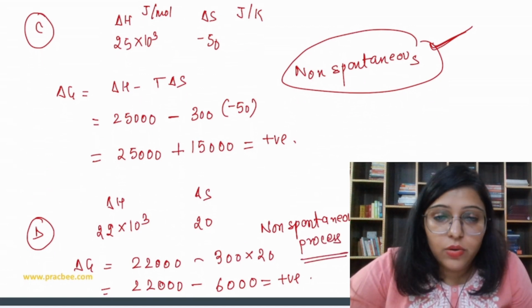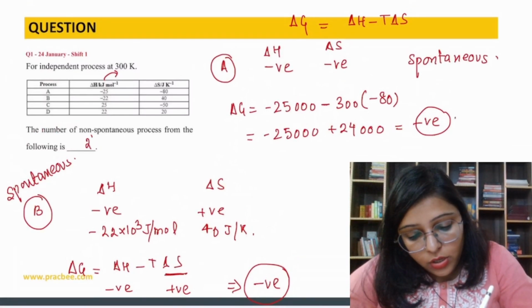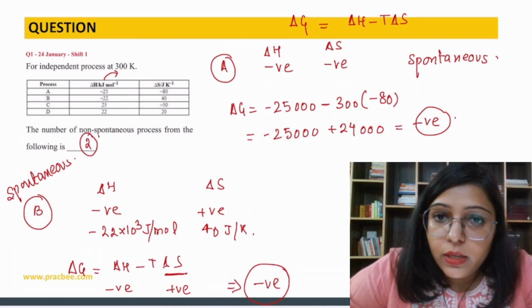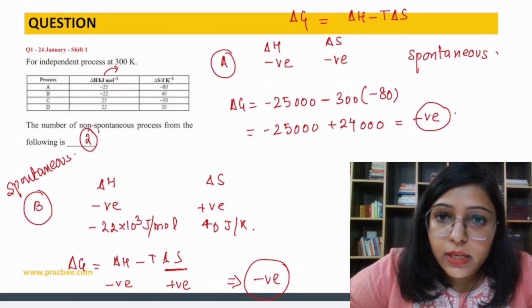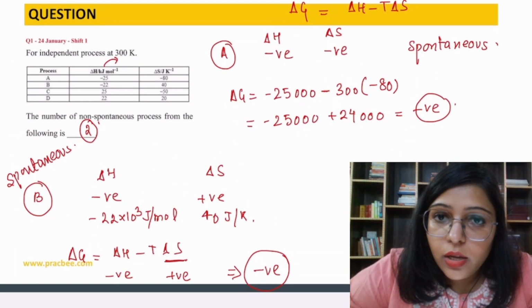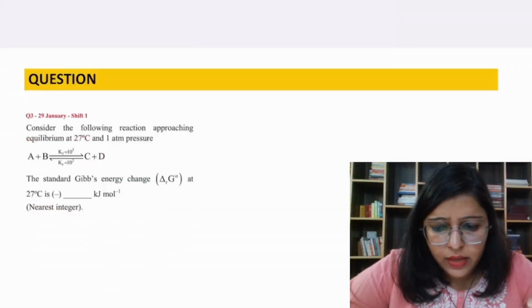Please check my calculation. We have to do it that way. So by doing this, we find the number of spontaneous and non-spontaneous processes. Clear? That's it. Negative. C is non-spontaneous. A and B, they are spontaneous. A is spontaneous. Okay, that's it.